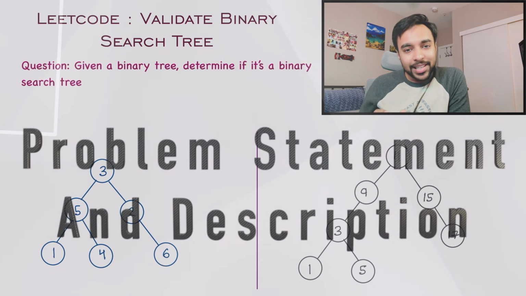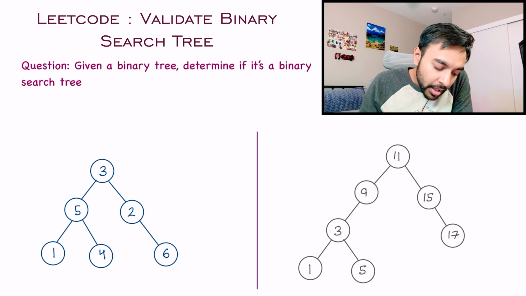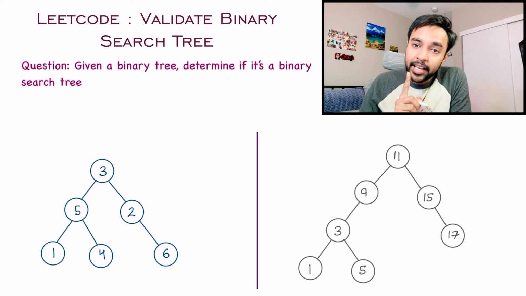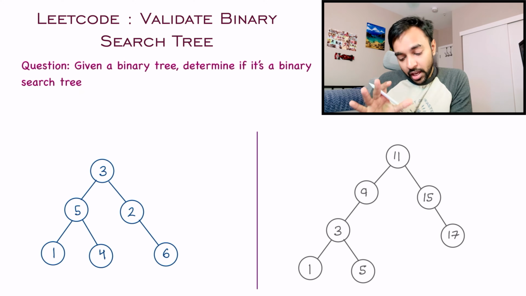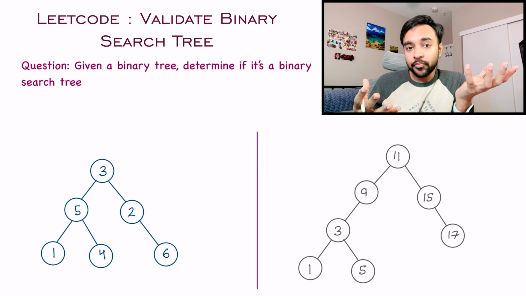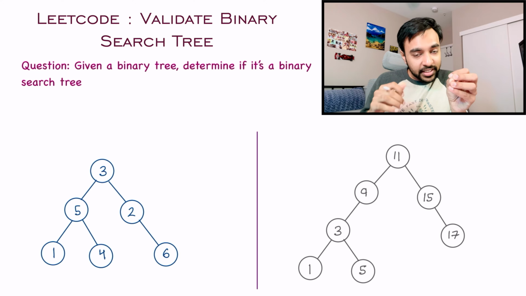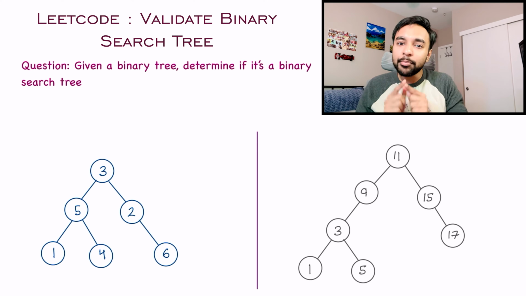So, first of all, let's make sure that we are understanding this problem statement correctly. In this problem, you are given a binary tree and you have to determine if it is a binary search tree or not. Okay, so what is the primary difference between a binary tree and a binary search tree? Well, the common factor is that each node can have a maximum of two children, right? And hence the name binary.